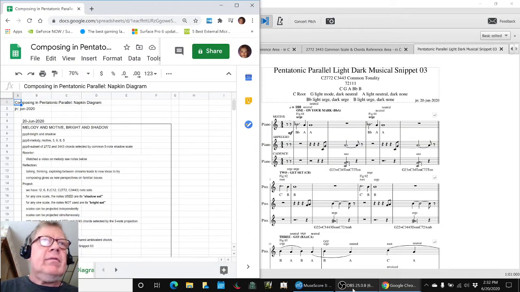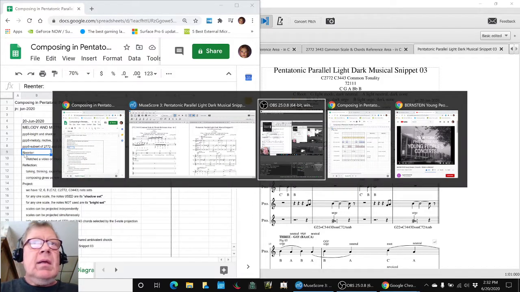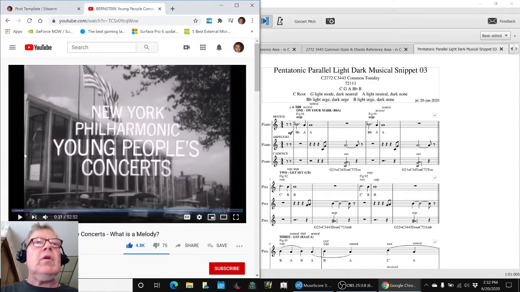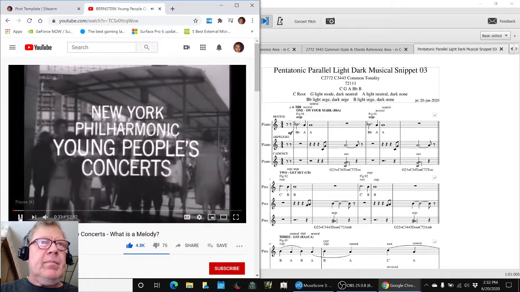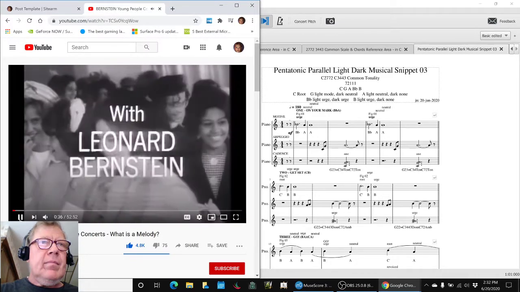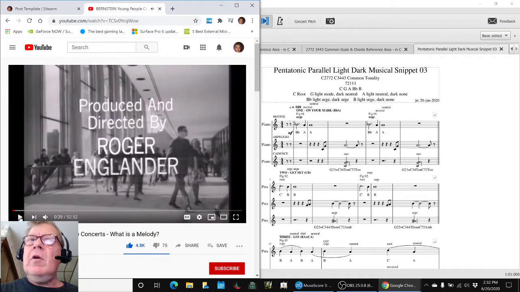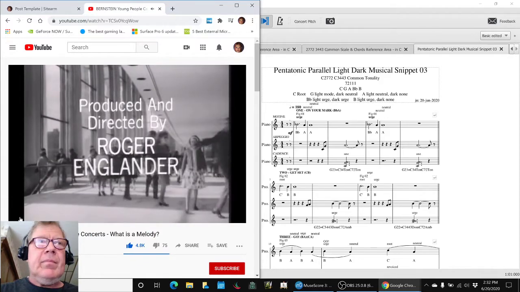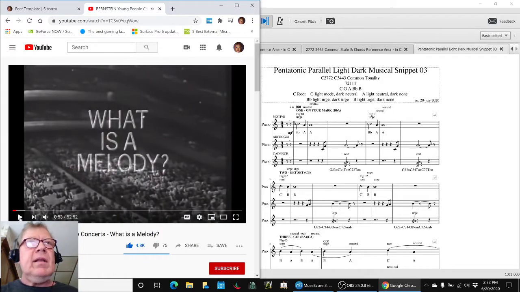In today's stream, we came in with multiple ideas, having watched a video on melody. It's from a famous series called the New York Philharmonic Young People's Concerts, under the musical direction of Leonard Bernstein. And we took copious notes on what is a melody.